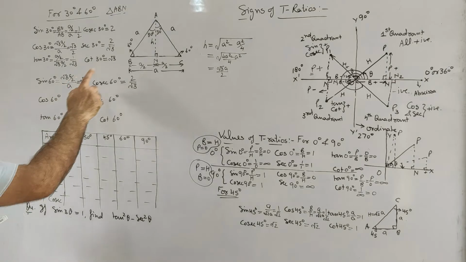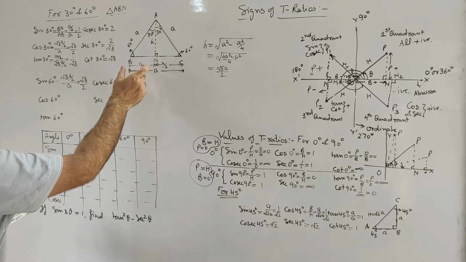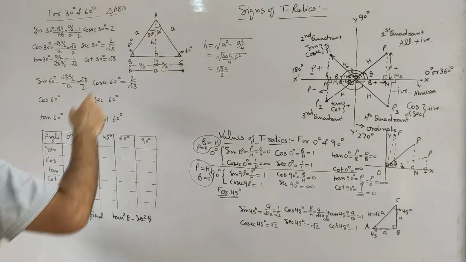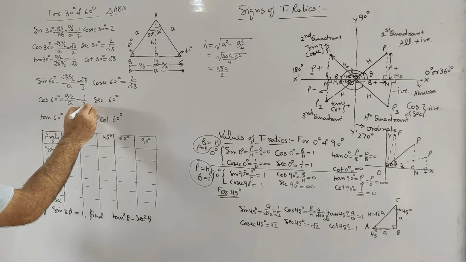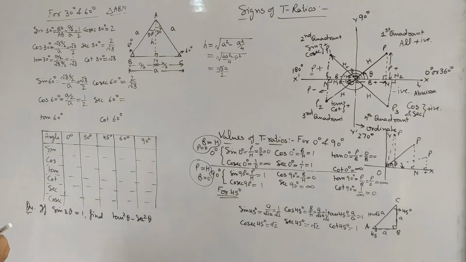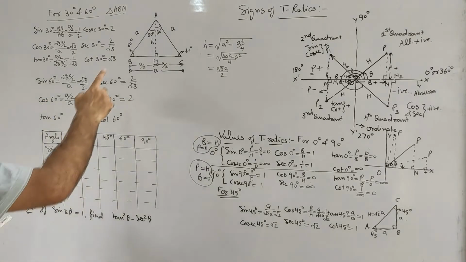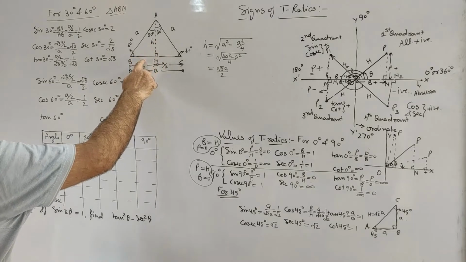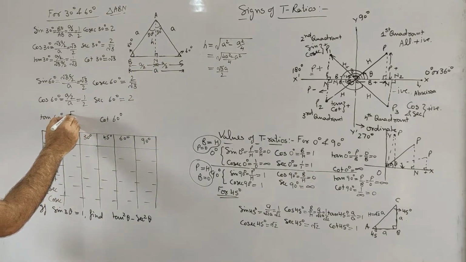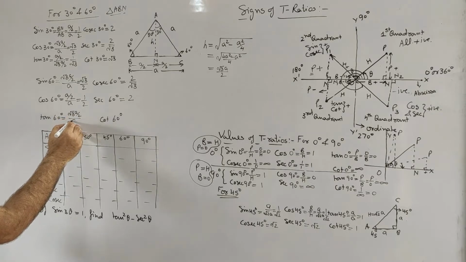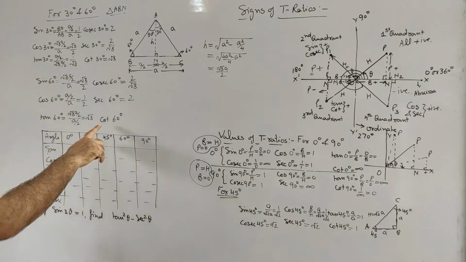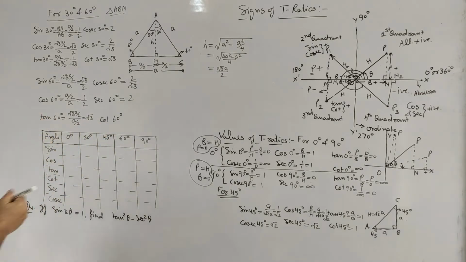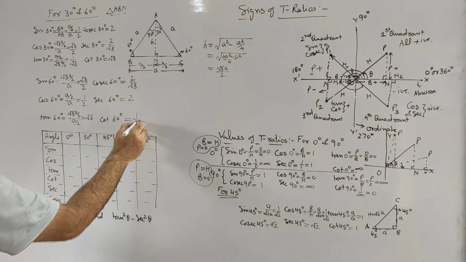Now cos 60 degree will be base upon hypotenuse. Base is a by 2, hypotenuse is a, so it will be a by 2 upon a, that is 1 by 2, and this implies sec 60 degree is equal to 2, the reciprocal of cos 60 degree. Tan 60 degree is perpendicular upon base, that is root 3 a by 2 upon a by 2, it will give us root 3, and cot 60 degree is the reciprocal of tan 60 degree, that is 1 by root 3.